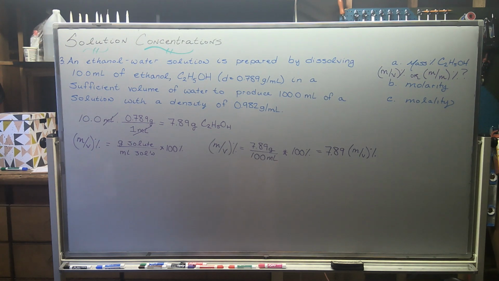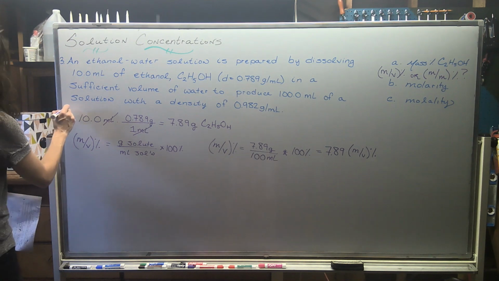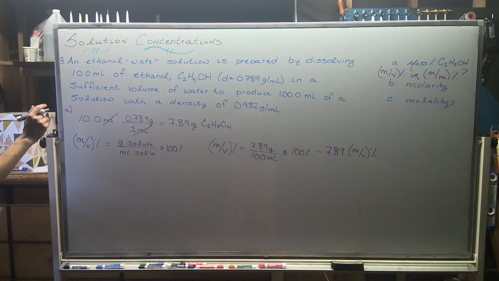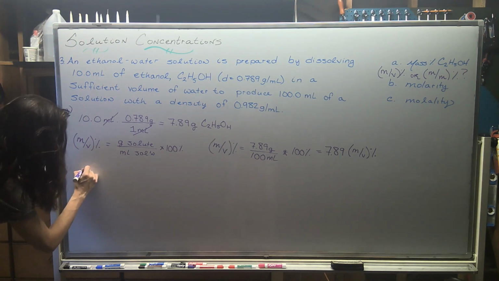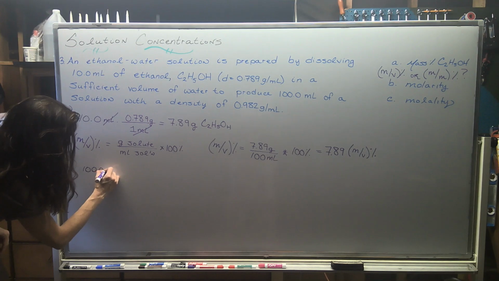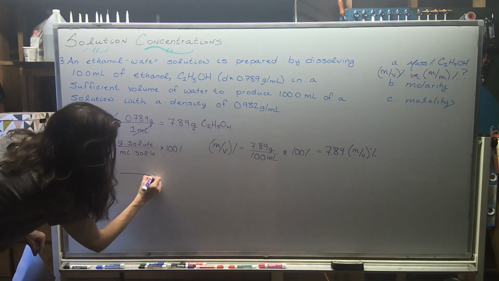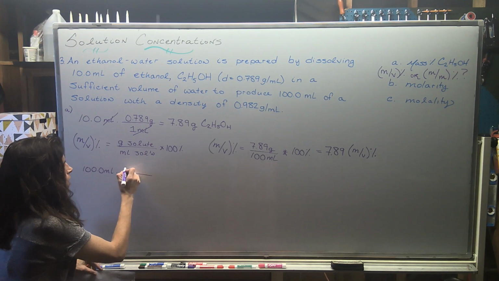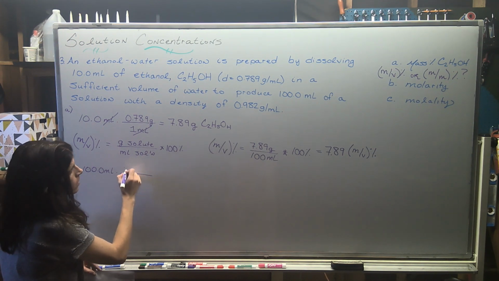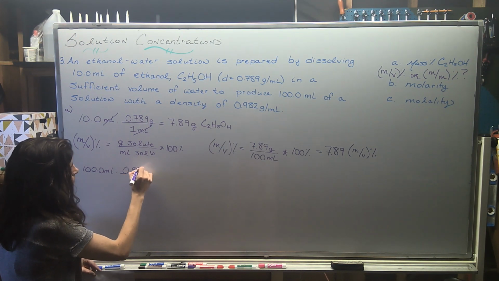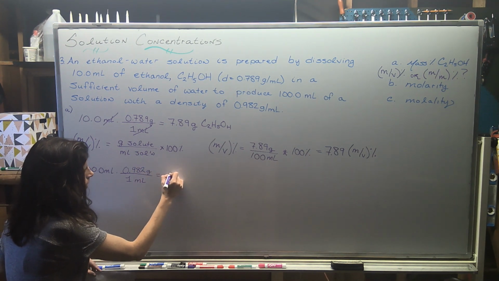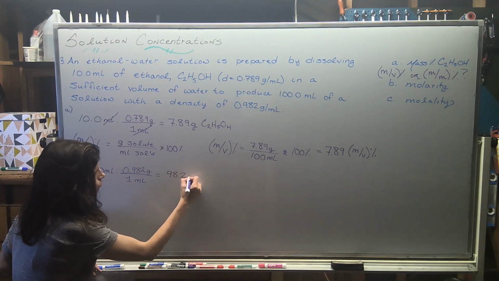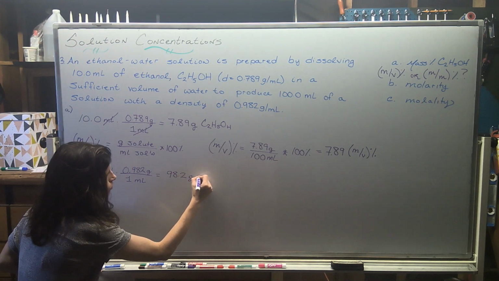It's going to be slightly different than the mass by mass percent. So in order to calculate that, we need to know the mass of our solution. And we're given a density of that solution, so it'll be very similar to what we just did. I'm going to start with the 100 mils. And then our solution has a density of 0.982 grams per 1 milliliter. So we have 98.2 grams of solution.